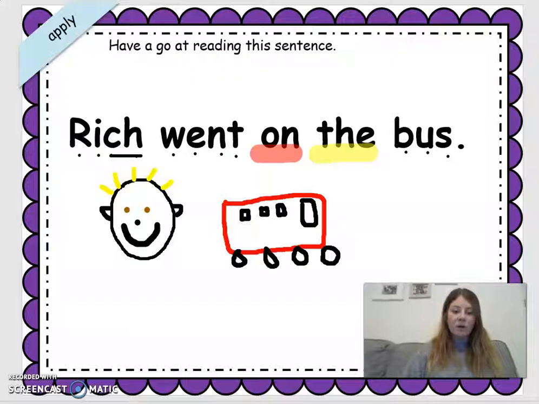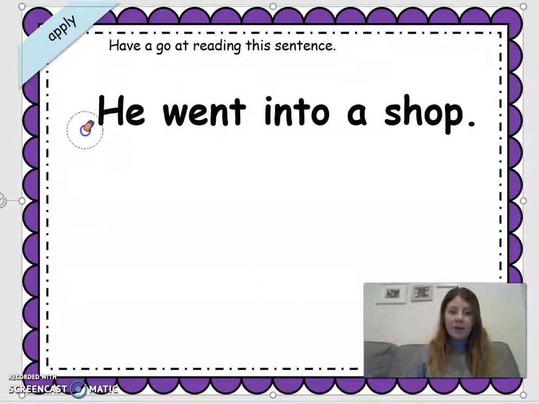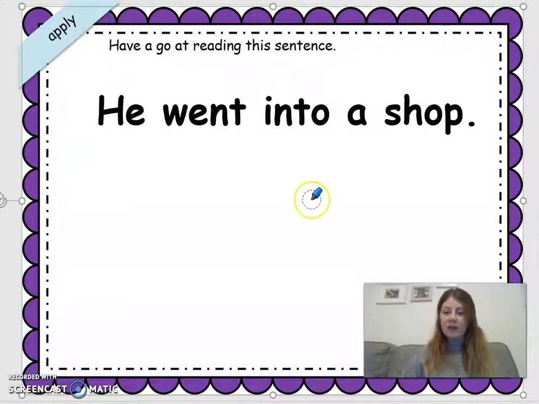Okay, let's have a look at the next part of the story. Now let's begin by looking for any camera words. So, can you see any? Here's one. He. Into. Very good. Can you see any keywords? A. There we are. Now let's see if we can find any digraphs in any of the other words. Are there any in this word? There's not. So let's just pop the sound buttons on.